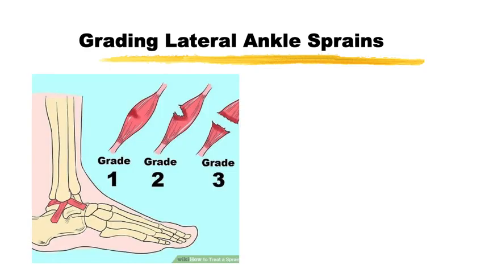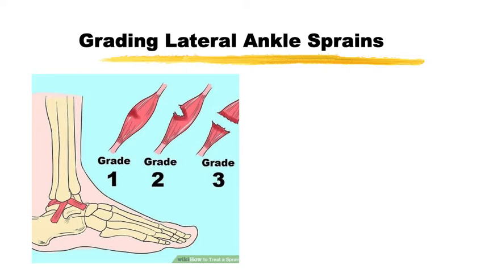So when we're talking about lateral ankle sprains, we're going to talk about how we grade them. Here's a picture I think does a decent job of explaining the 3 different grades of ankle sprains. Sorry, that's not a muscle, that's supposed to be a ligament. Again, a ligament and sprains go together. Muscles and tendon tears are strains with a T.